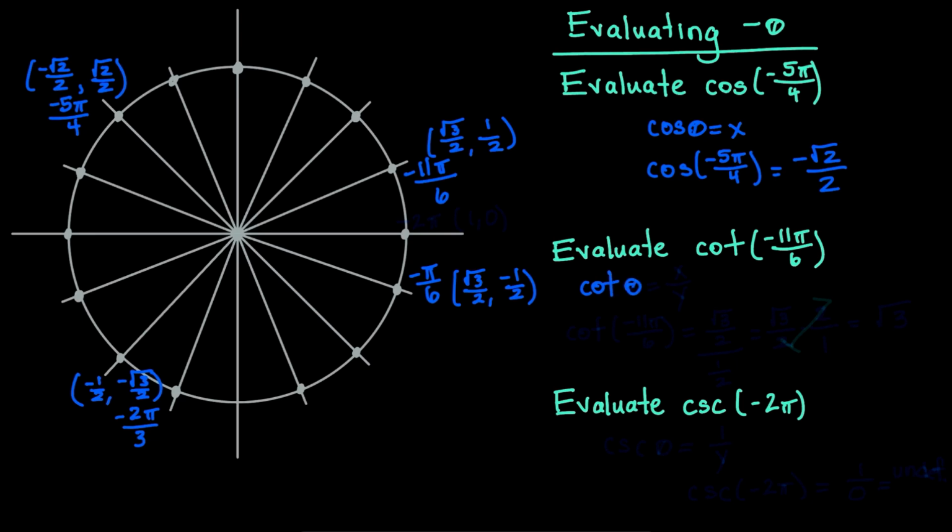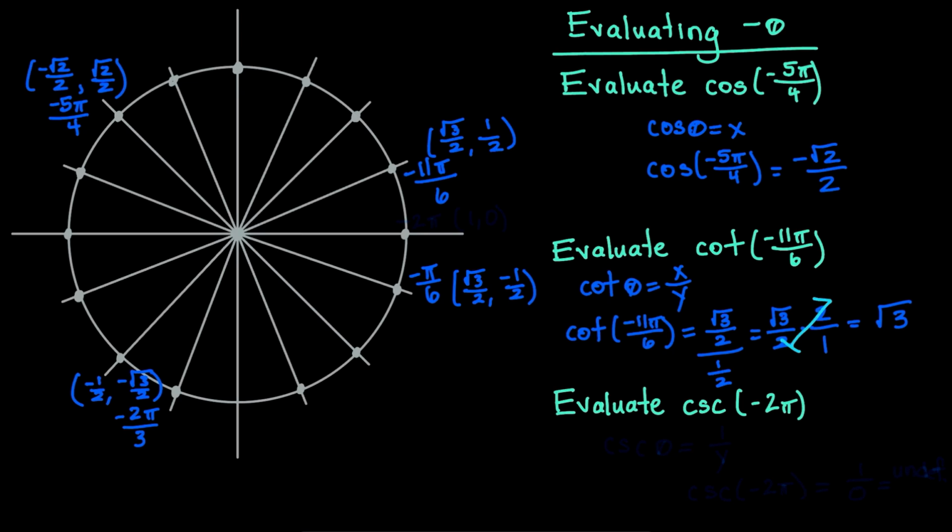Cotangent of theta is equal to x over y. So cotangent of negative 11 pi over 6 is going to equal radical 3 over 2 divided by 1/2. I have a fraction divided by a fraction, so I'm going to keep change flip. Radical 3 over 2 times 2 over 1. 2 in the numerator times 2 in the denominator simplifies to 1, and I'm left with radical 3.